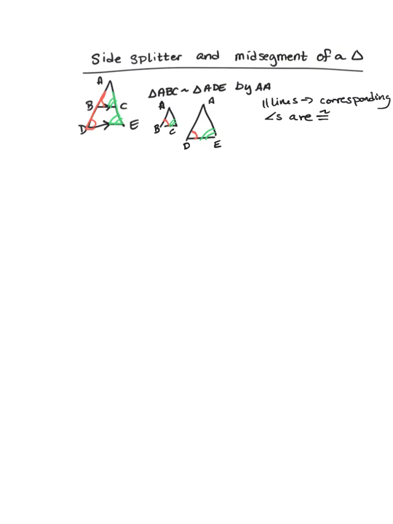So when you have similar triangles, as you know, you have corresponding sides of similar triangles in proportion. So what would happen here is you would have AB over AD equaling AC over AE, which equals BC over DE. And then we can do product of means equals product of extremes, as you know. All right, so that is the side splitter.